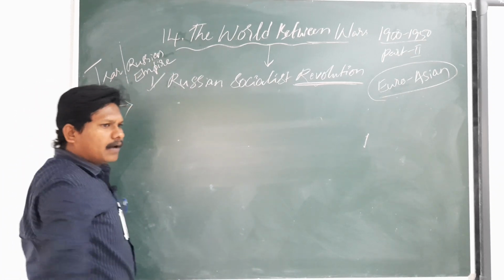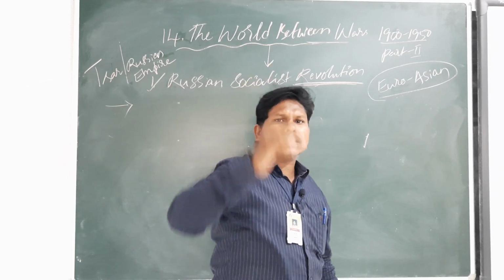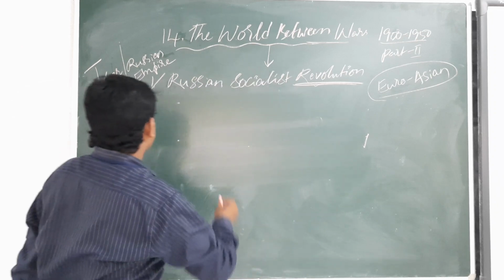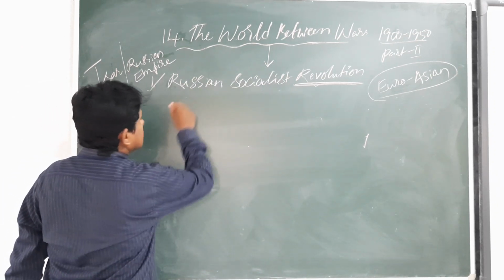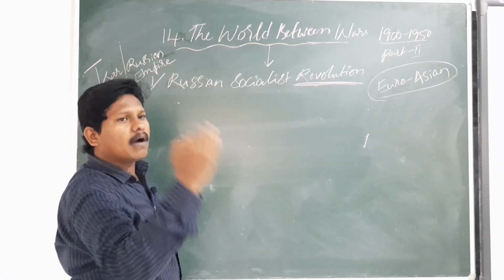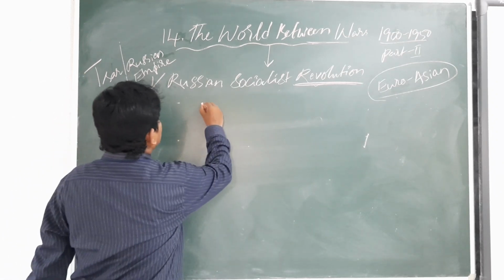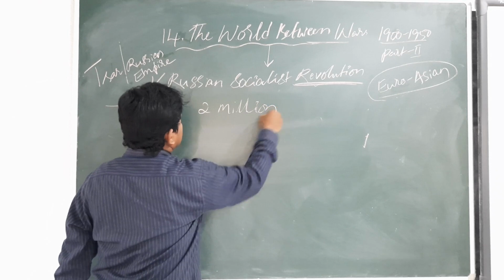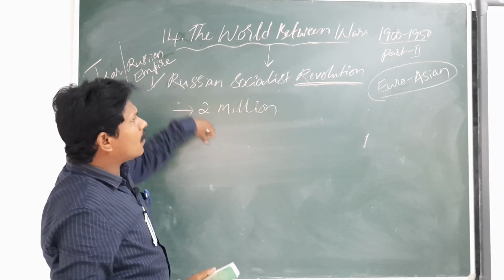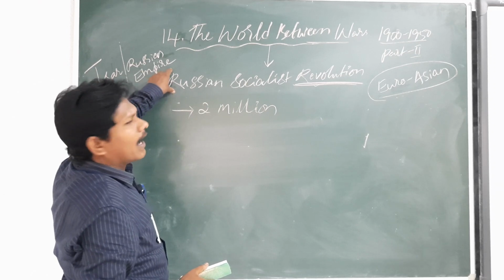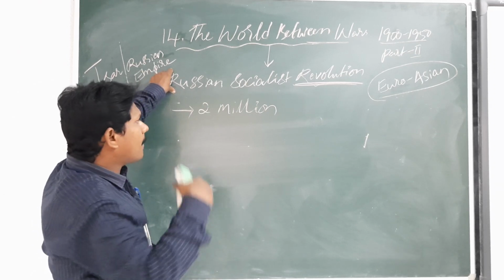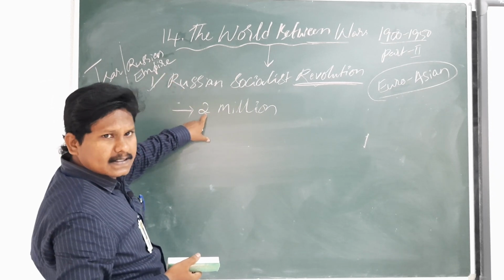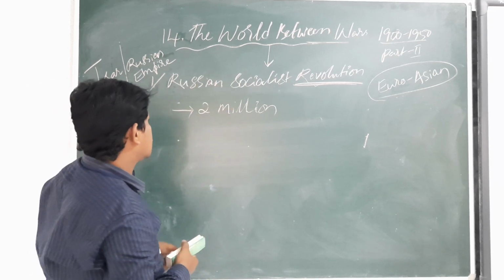And Russia had the highest and biggest army in the world before World War I. But after the wars, the nation lost 2 million civilians, common people, and soldiers also.